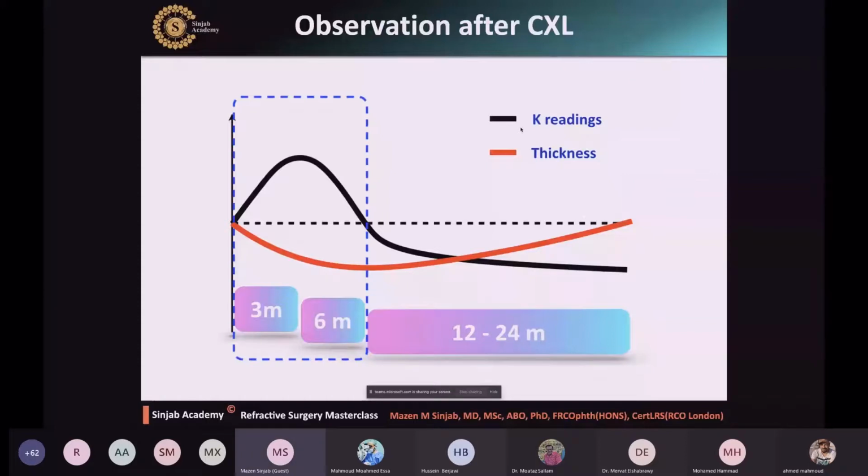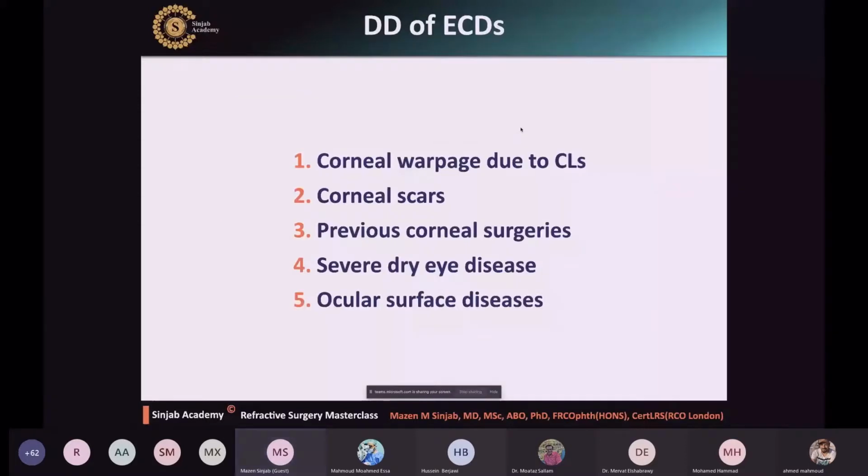What is the differential diagnosis of ectatic corneal diseases? Corneal warpage due to contact lenses, corneal scars, previous corneal surgeries, severe dry eye disease, and any ocular surface disease. This is why you have to be familiar with the patterns, and you have to correlate with the slit lamp, and you have to put in mind to exclude any false factors.